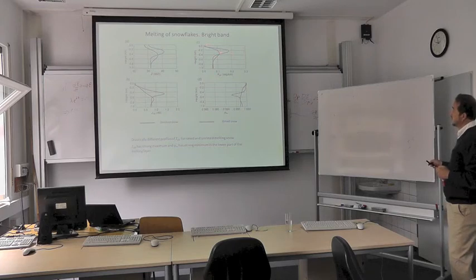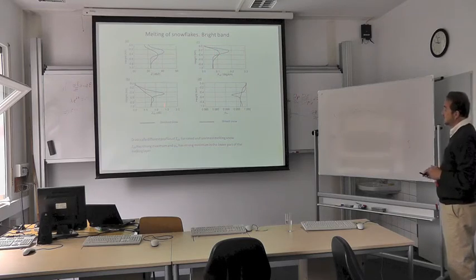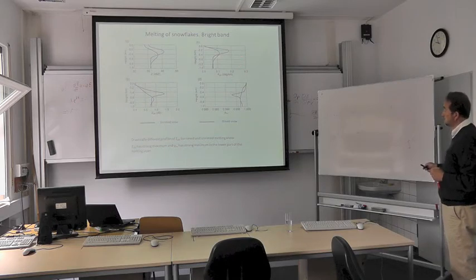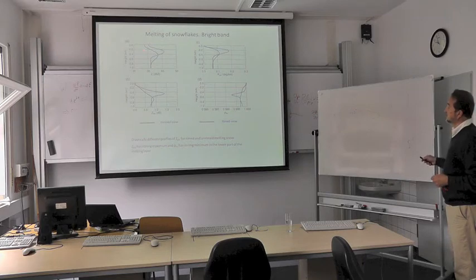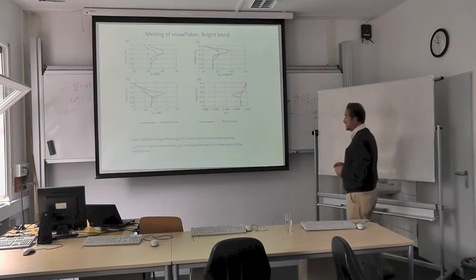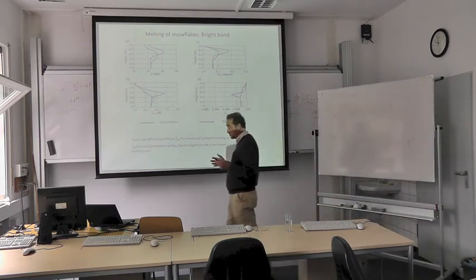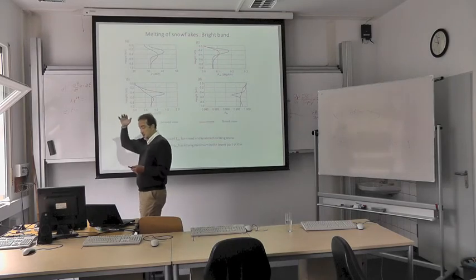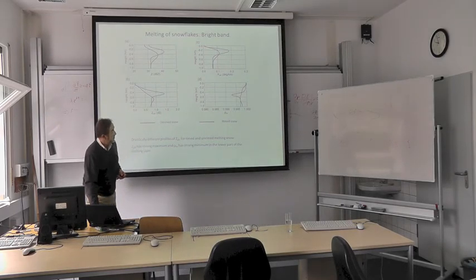Then the difference in KDP as well as in cross-correlation coefficient. That tells us that in a melting layer we have a lot of interesting information that can be derived from the polarimetric gradients in the melting layer. We used to say that the melting layer mirrors microphysical processes above the freezing level and below the freezing level as well.